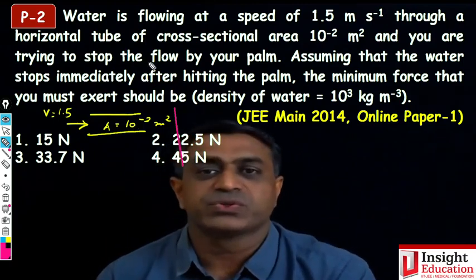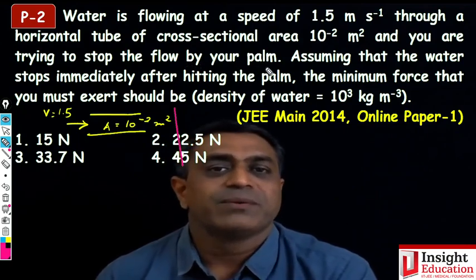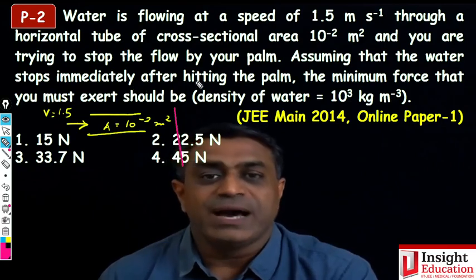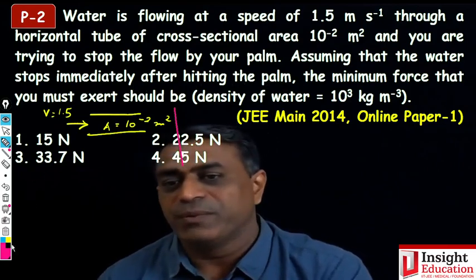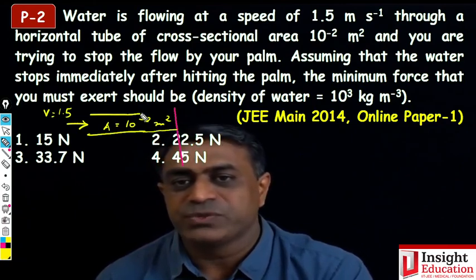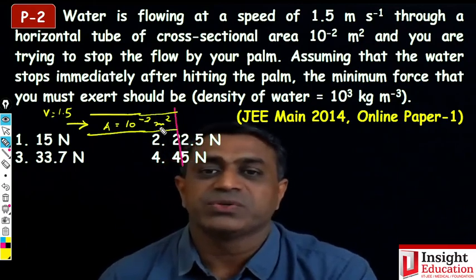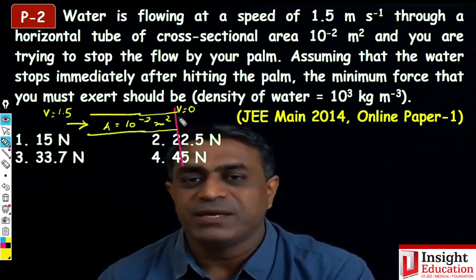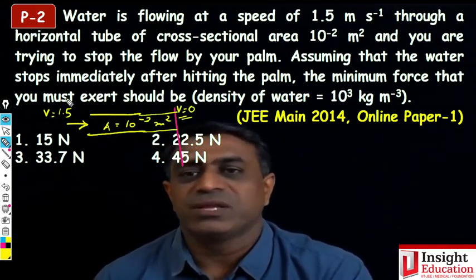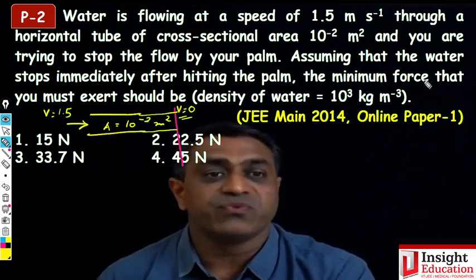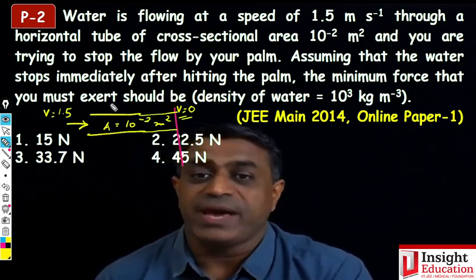So you are trying to stop the flow by your palm, assuming that the water stops immediately after hitting the palm. What does that mean? We have to extend this tube up to the palm, and as soon as the water hits it, it automatically stops. If the water stops, its final velocity v becomes 0.